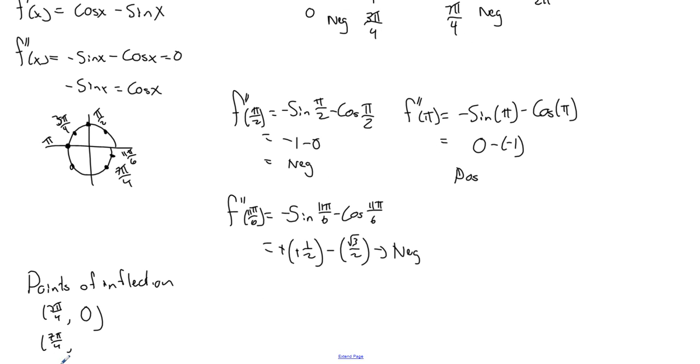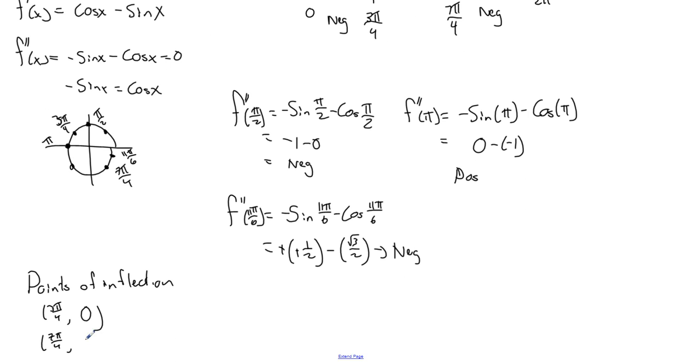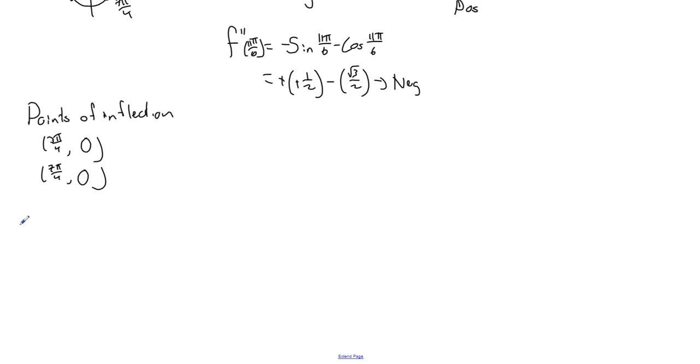All right, and then when I do 7π/4, the sine value is negative square root of 2 over 2, and the cosine value is positive square root of 2 over 2. Since they're the same magnitude, they add together to 0. That's awesome. Okay, so we have the intervals on which it's concave up.